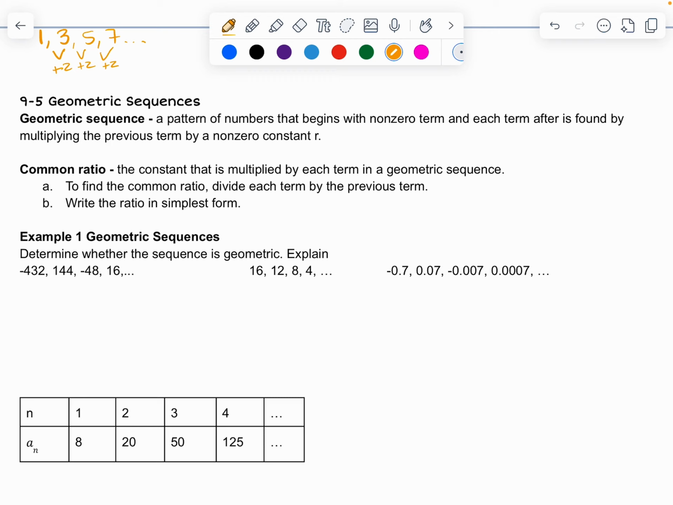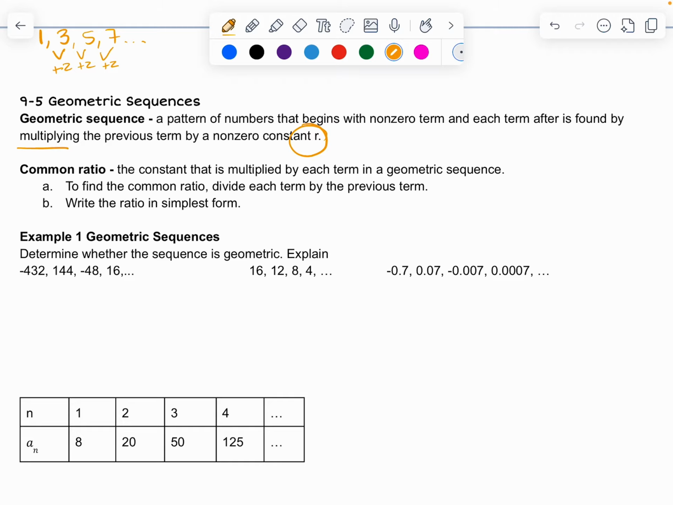So let's look at it. It says a pattern of numbers that begins with a non-zero term, and each term after is found by multiplying the previous term by a constant r. Then that constant r is called the common ratio. And to find that, you divide the two terms.